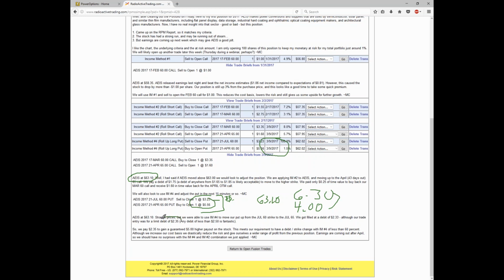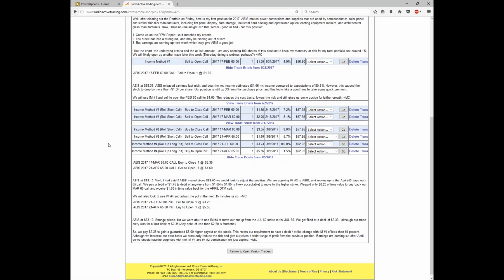So what does that mean? It means I paid a debit of $2.35 from the starting point, but I'm getting a 5-point higher payout on the position, which as you can see took my risk down to only 1.5%. Almost what we call bulletproof, where, as we saw in the beginning, if you have the unrealized gain in the stock, you could buy it then.